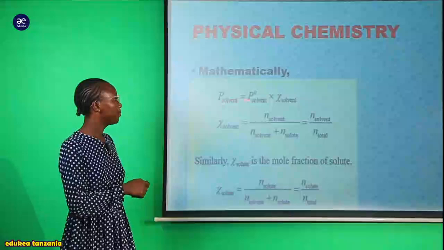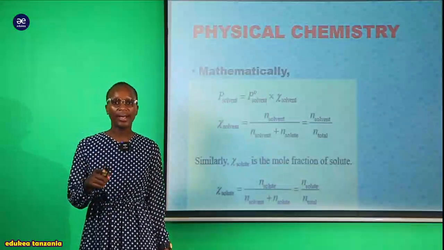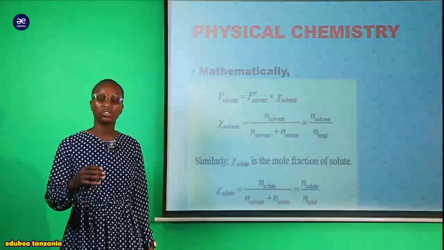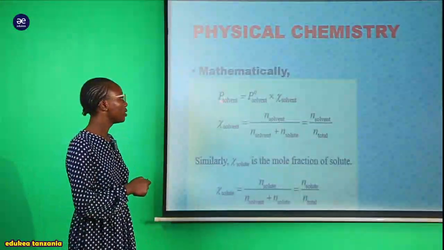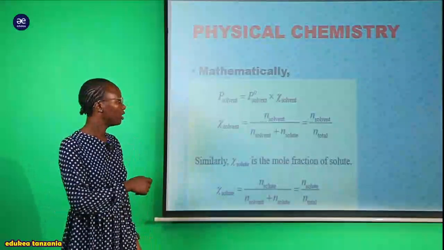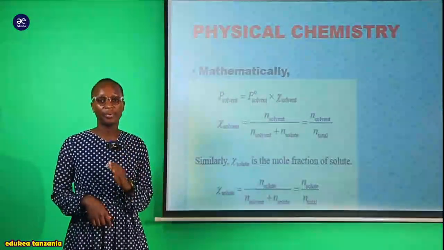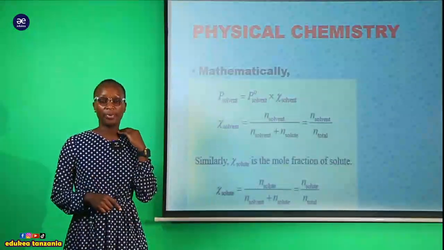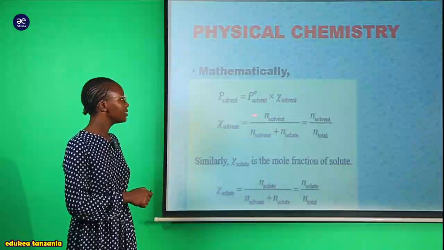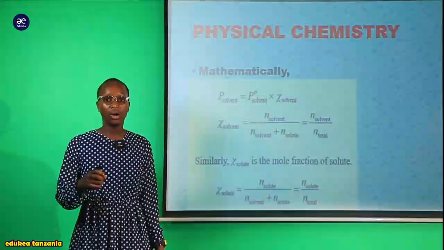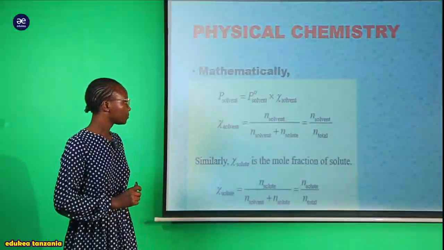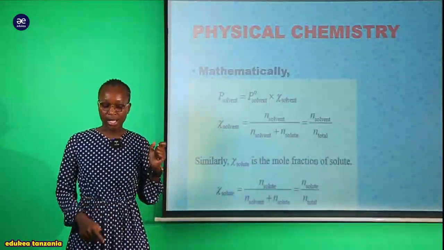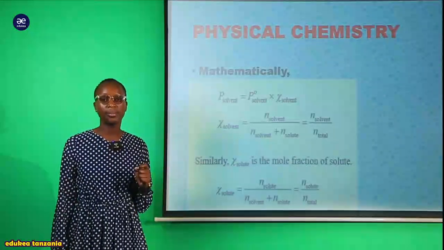Kuna utofauti kati ya hizi P, isije kakuconfuse kwamba tunapoongelea pure vapor pressure tunaweka ka degree juu, lakini tunapoongelea vapor pressure of the solvent hatuweki chochote, inakuwa tu ni capital letter P. Kwa hiyo P of the solvent unajua kabisa hii ni vapor pressure of the solvent, lakini ukiona hii P yenye ka degree unajua ni pure vapor pressure of the solvent. So this is the mathematical expression of the Raoult's law. Raoult's law.